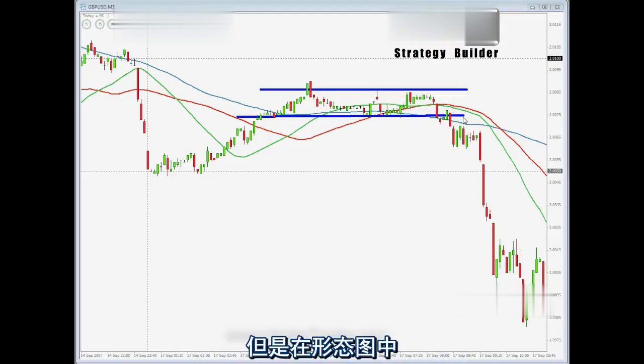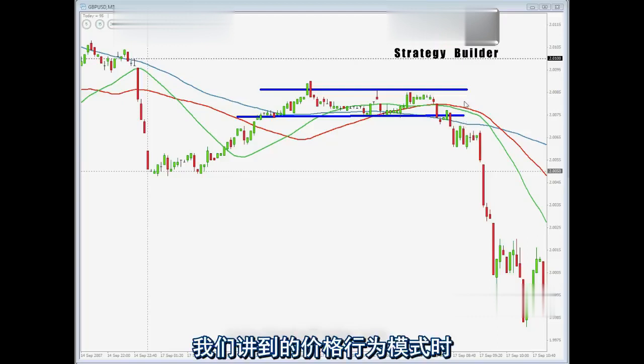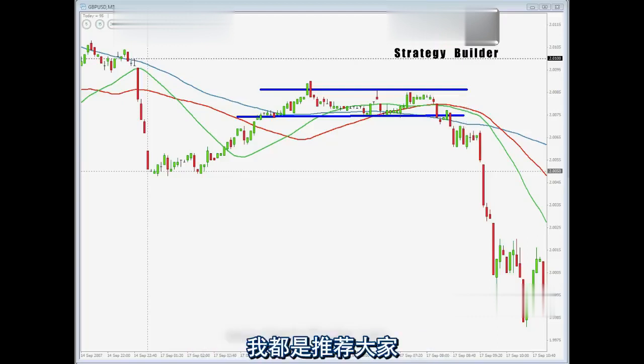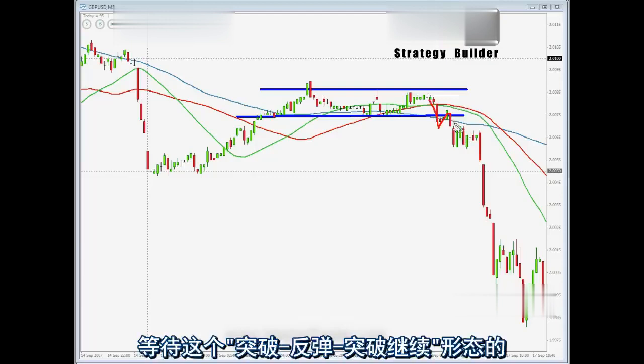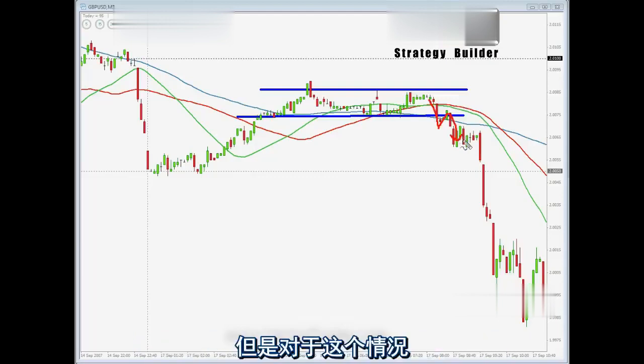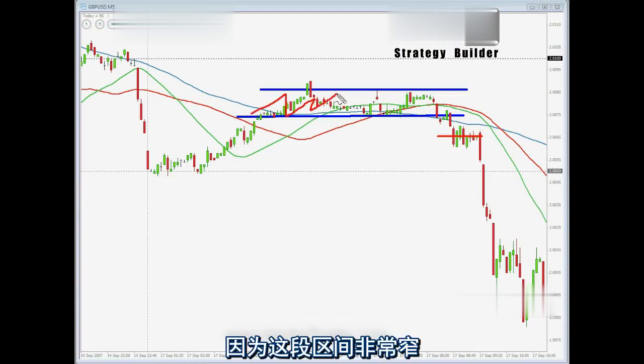However, when we were talking about price patterns on the setup chart, I was always advising you to wait for the breakout pullback continuation, okay? However, in this case, it's not so bad, or it's not so aggressive, to simply place a sell stop order, like I say, a few pips below the range bottom, because at the end of the day, congestions are so tight.